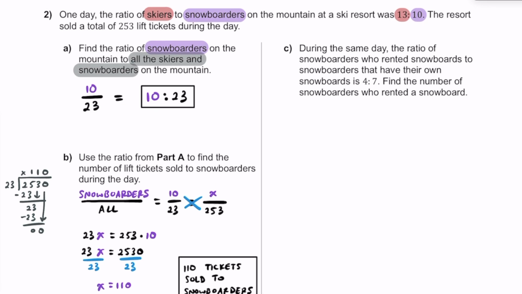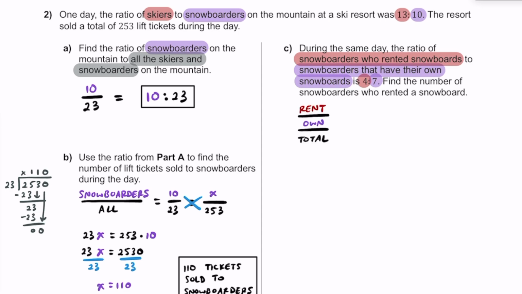For part C, it says during the same day, the ratio of snowboarders who rented snowboards to the snowboarders that have their own snowboards is 4 to 7. It says find the number of snowboarders who rented a snowboard. So for every 4 of the snowboarders who rented their snowboards, there were 7 snowboarders that just brought their own.